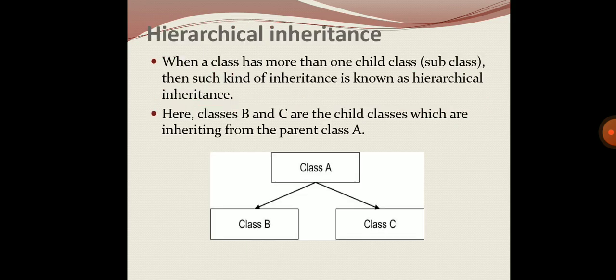Next, hierarchical inheritance. When a class has more than one child class or more than one subclass, it is called hierarchical inheritance. In the example, class A has two subclasses, class B as well as class C.